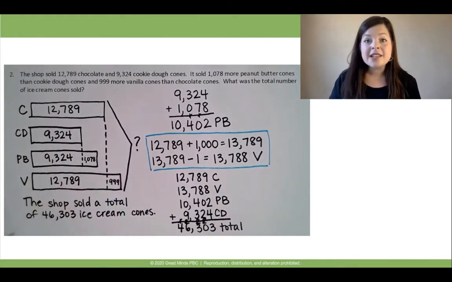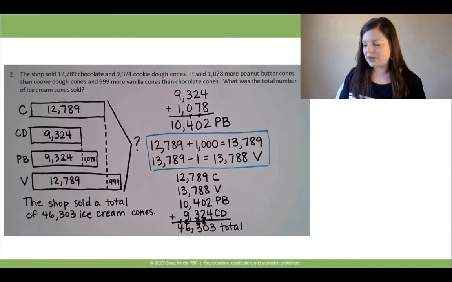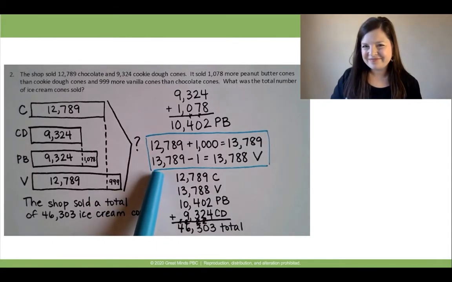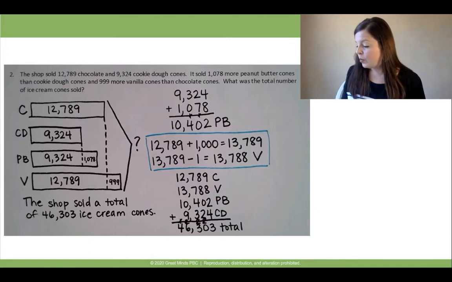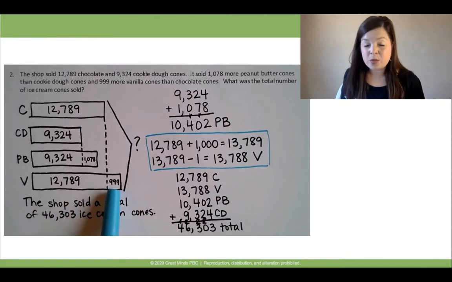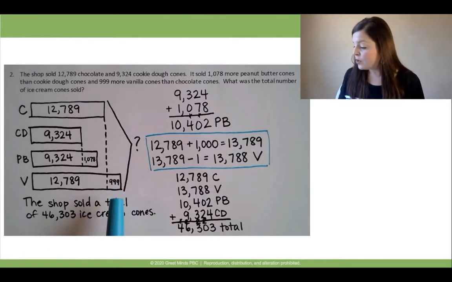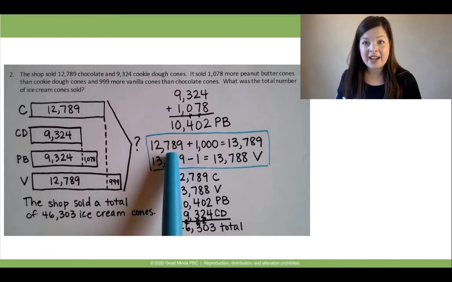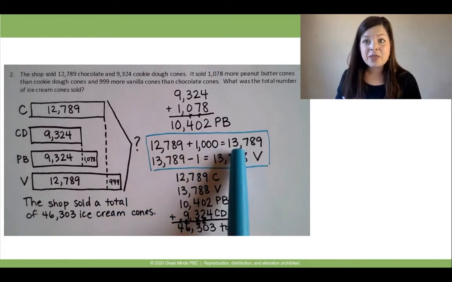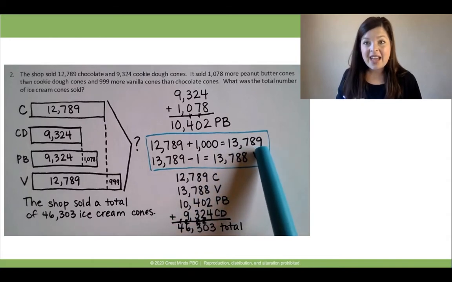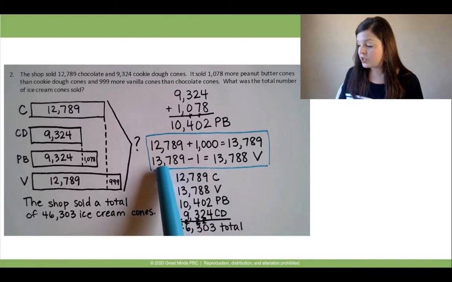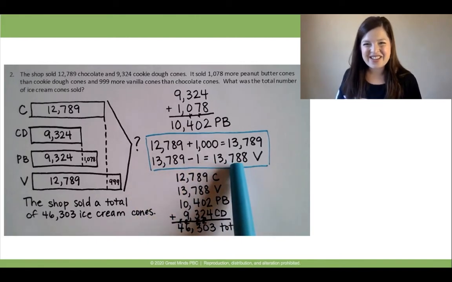In this example, a simplifying strategy was used. Remember, a simplifying strategy is a strategy that can help us to do mental math. So how does this simplifying strategy work? We know that 999 is really close to 1,000, and 1,000 is a super friendly number to do mental math with. So we could add 12,789 plus 1,000 in our heads to get 13,789. And then, since we know we added one too many, we just have to take one away to get 13,788.